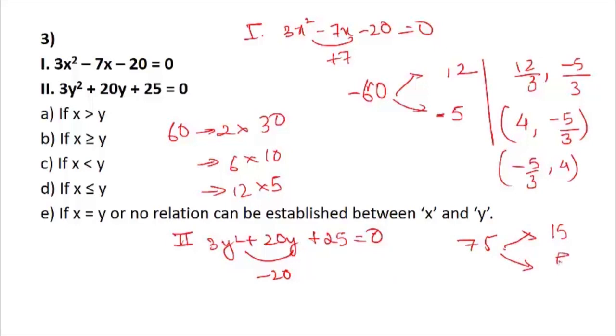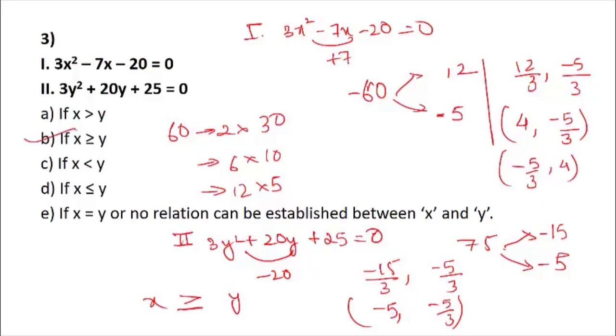Again, now we want minus 20. For that, add minus sign to both of them. Okay, take minus 15 here, divided by 3. Take minus 5 here, divided by 3. Here we have minus 5, here we have minus 5 by 3. So you can see that 1 is common. So relation between x and y, 1 equal will be there. Now 4 is greater than minus 5, so x is greater than y. Your answer would be B.